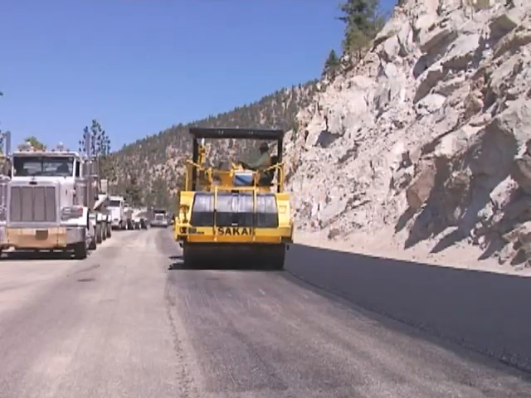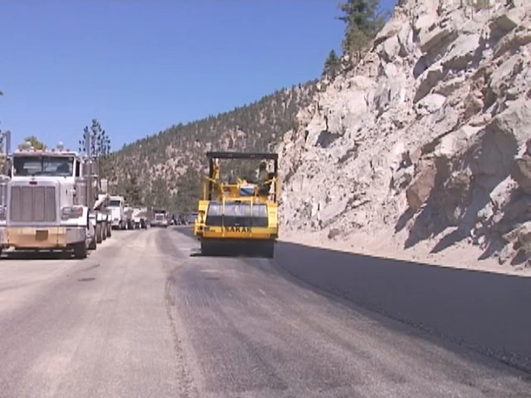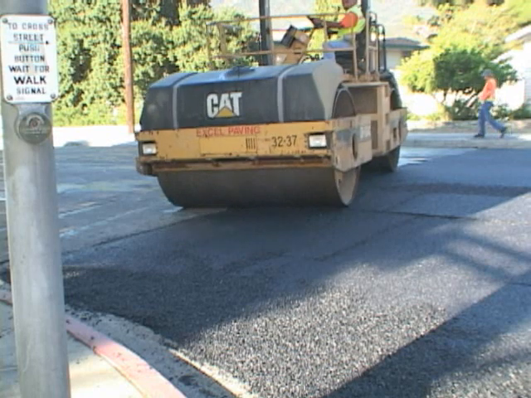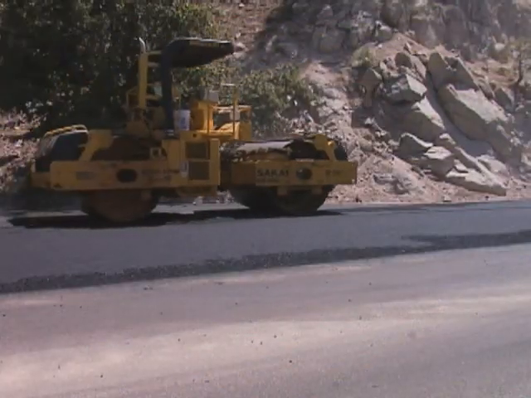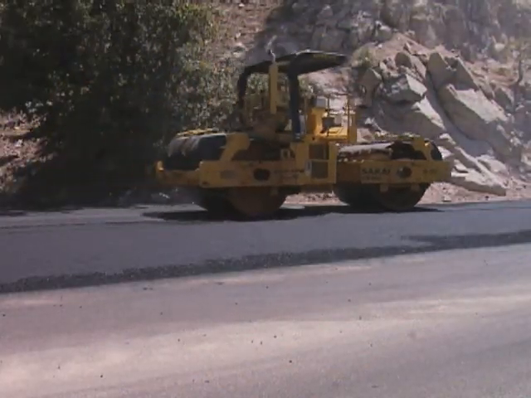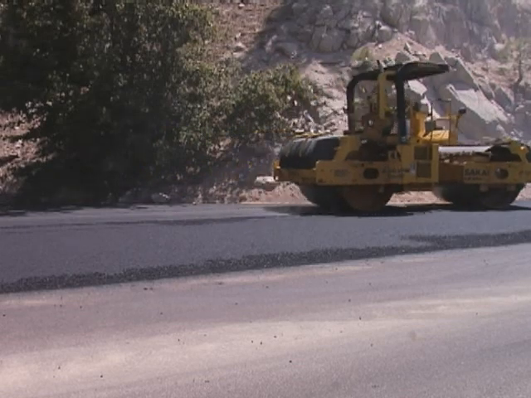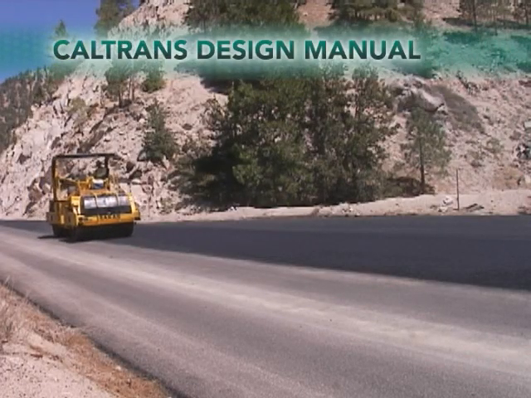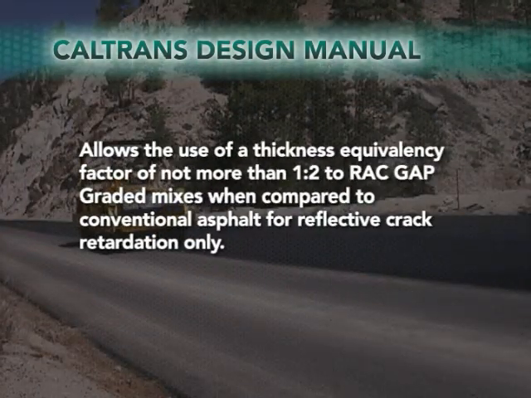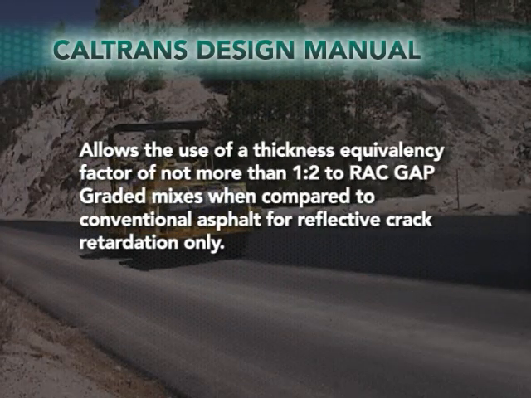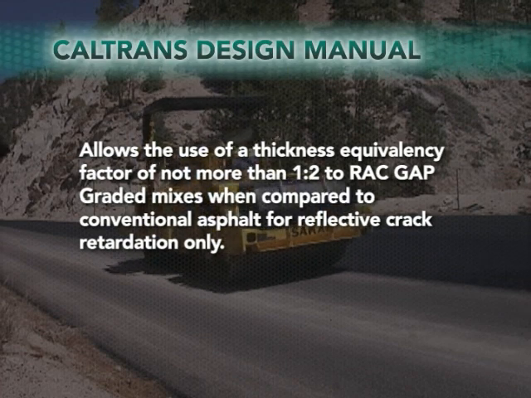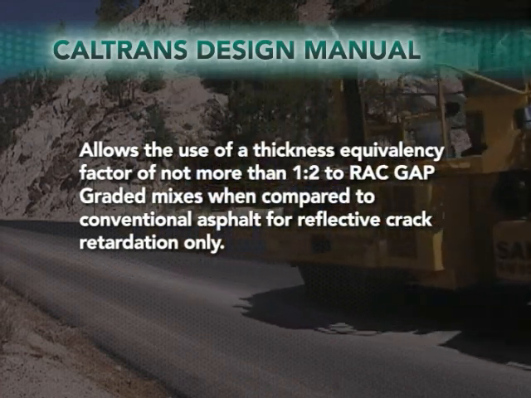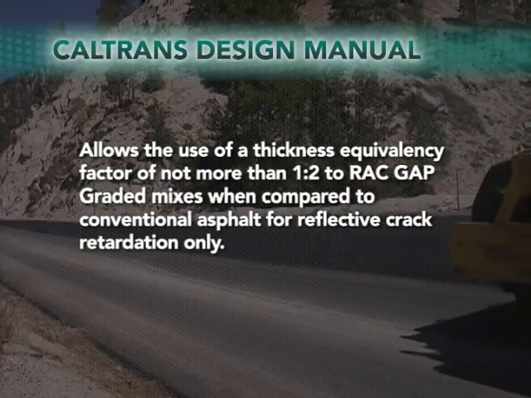Caltrans highlights the need to verify that both structural adequacy and reflective cracking requirements are analyzed, reviewed, and fulfilled for all flexible pavements and roadway rehabilitation structural designs. It should be noted that the Caltrans Highway Design Manual allows the use of a thickness equivalency factor of not more than 1 to 2 to rack gap graded mixes when compared to conventional asphalt for reflective crack retardation only.